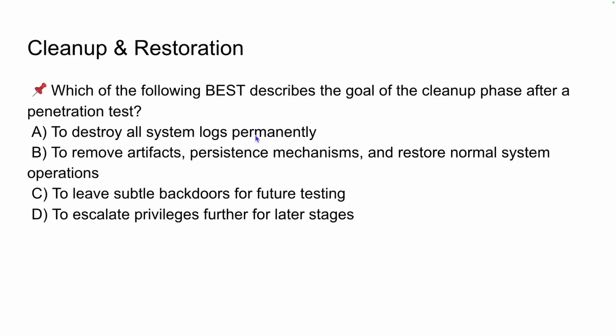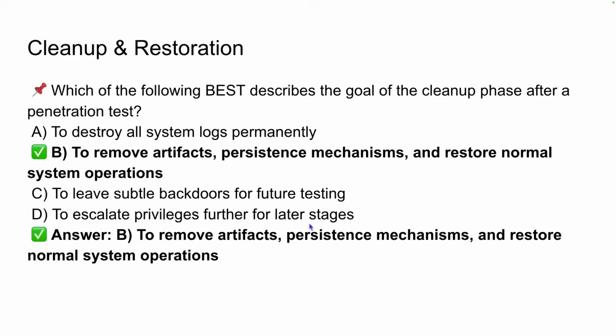So, to destroy all system logs permanently. Not really. Part of what you're going to be doing is destroying the entries in the system logs, but you're not trying to destroy the logs themselves, and especially not permanently. To remove artifacts, persistence mechanisms, and restore normal system operations, that's the most obvious. I think that's the answer. To leave a subtle backdoor for future testing, that is not a part of the cleanup phase. You're trying to actually get rid of all the backdoors. To escalate privilege further for later stages, you're also not trying to do that. You're trying to remove all of those vectors. So the most obvious answer would be B.